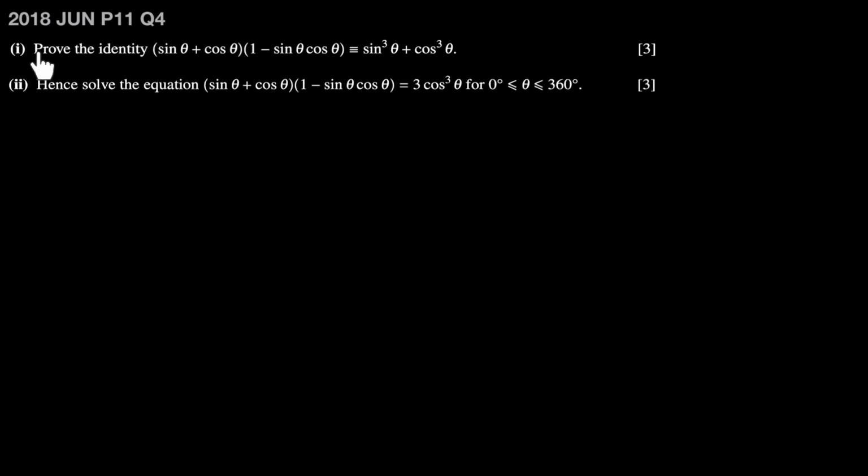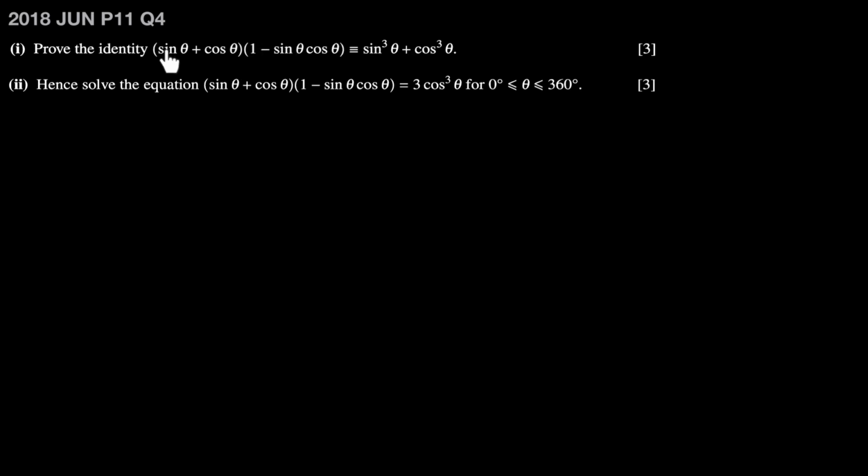So in this question, they've first asked us to prove the identity (sine theta plus cosine theta) times (1 minus sine theta cosine theta) is equal to sine cube theta plus cosine cube theta. Now, one way to solve this is to look at the left-hand side they've given us, and simplify it to be equal to the right-hand side.